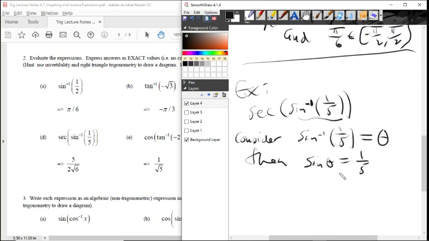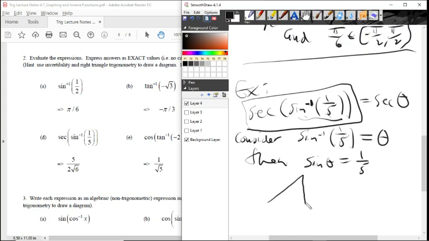And we don't want to know what theta is in this case. What we want to know, in order to evaluate this, if we said the arcsine of 1/5 is theta, then what we're actually evaluating is the secant of theta. But we don't need to know what theta is to do that. Instead we can use right triangle trigonometry. The arcsine of 1/5 is equal to theta, meaning the sine of theta is equal to 1/5. And by right triangle trigonometry, that means there would be a right triangle with an angle theta in it, such that the opposite side is 1 and the hypotenuse is 5.